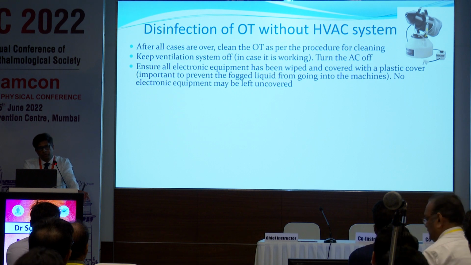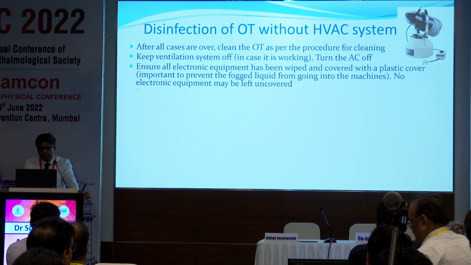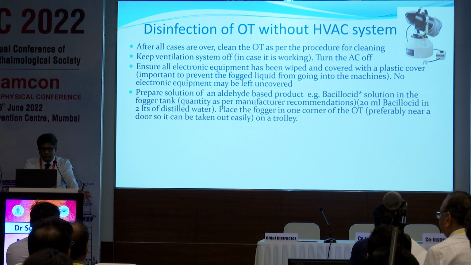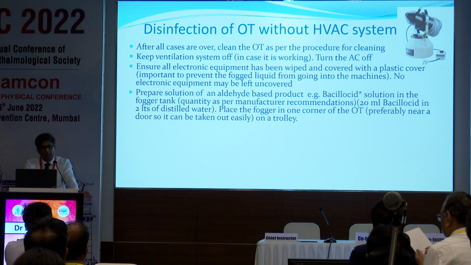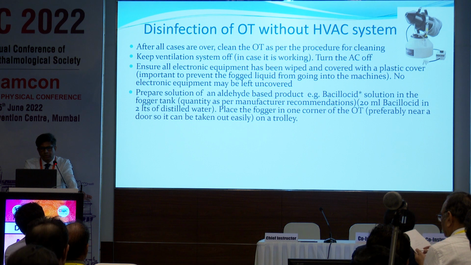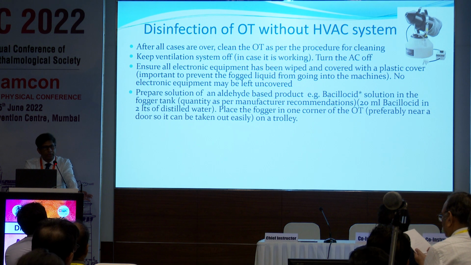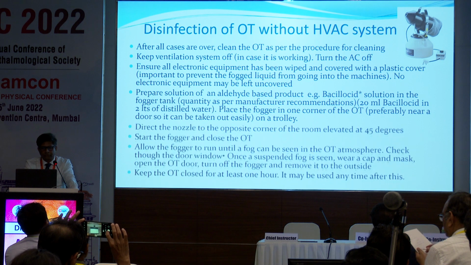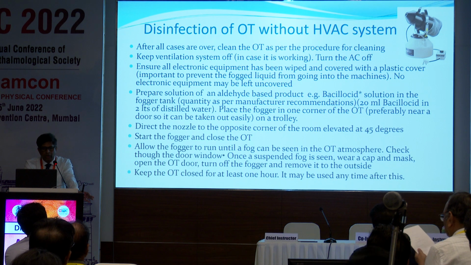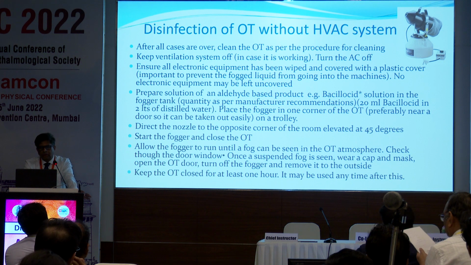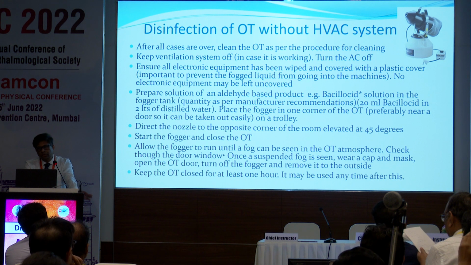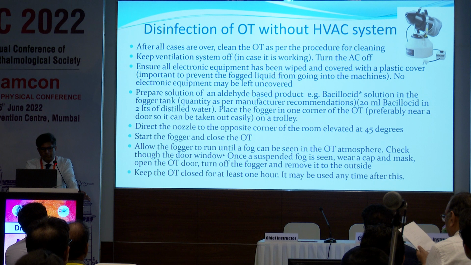So here, what we do is we use the fogger system. We prepare the solution according to the manufacturer's recommendations, such as bacillocid, and we add 20 ml of bacillocid in 2 liters of distilled water and place the fogger in one corner of the OT with the nozzle directed at 45 degrees to the opposite side and start the fogger. We have to notice whether the fog is there in the atmosphere of the OT through the OT window, and once the fog is seen, you can switch off the fogger and wait for half an hour to 1 hour.